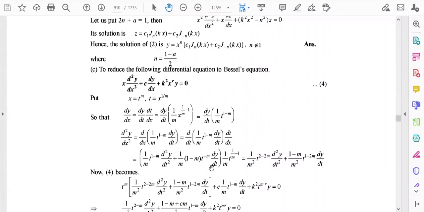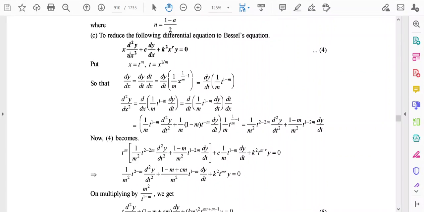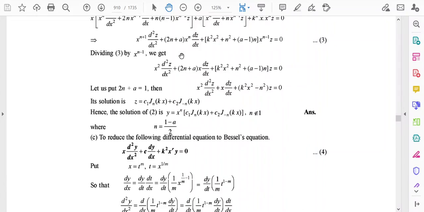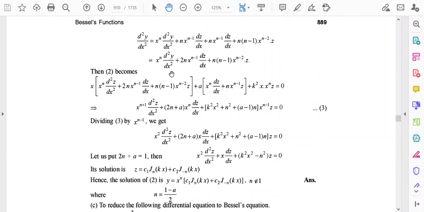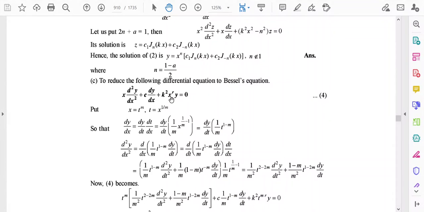Now let us consider another equation, that is this form. Suppose x into d square y by dx square plus c into dy by dx plus k square x to the power r into y is equal to 0. This is another form of the equation. So what is the difference? You see that in the previous equation there was only x, but here x to the power r is there. Other things are almost same.